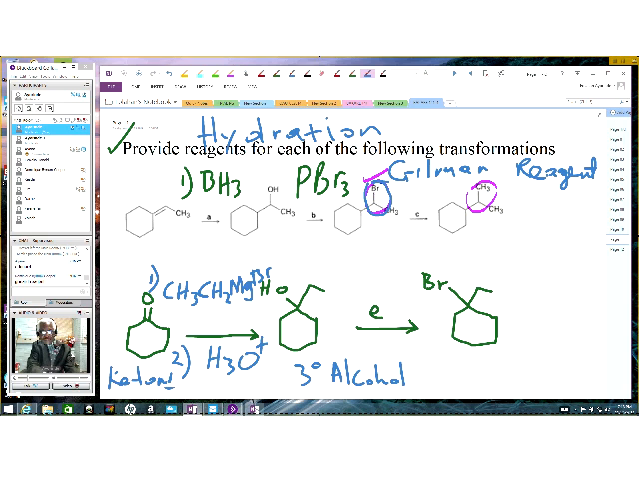Very good. How about E? Problem E. What are we doing here? What are we doing with problem E? Anybody has an idea what is going on with problem E? And what reagent do we need for this?